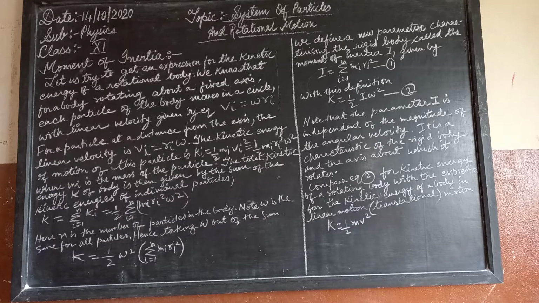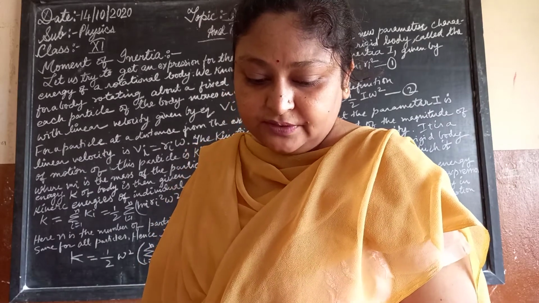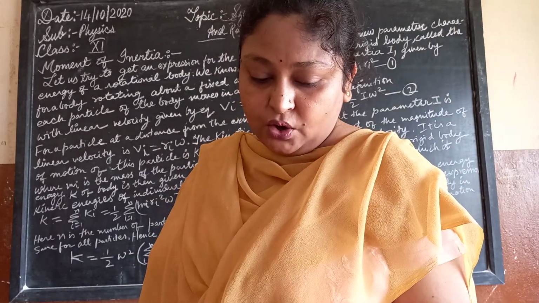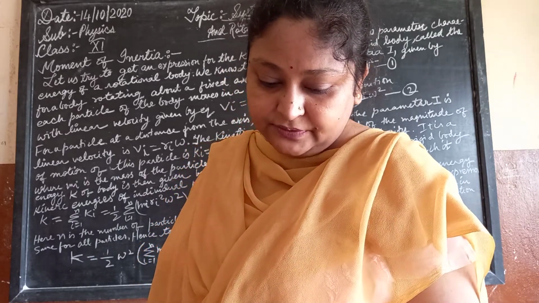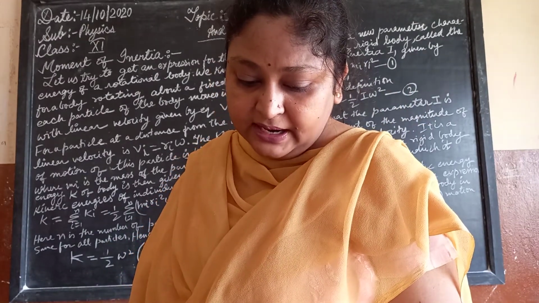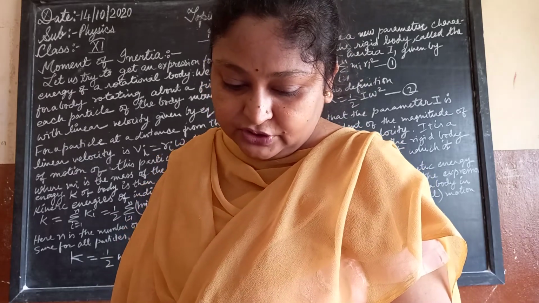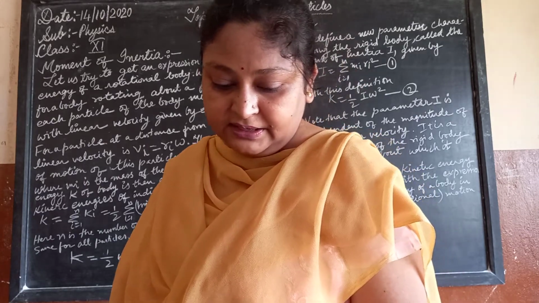Now compare equation number 2 for the kinetic energy of a rotating body with the expression for the kinetic energy of a body in linear, translational motion, that is k equal to 1 by 2 m v square, where m is the mass of the particle and v is the velocity of the particle. We have already noted the analogy between the angular velocity omega and the linear velocity v. The moment of inertia I is the rotational analog of mass. For a body in rotation about a fixed axis, the moment of inertia plays a similar role as the mass does in linear equations.